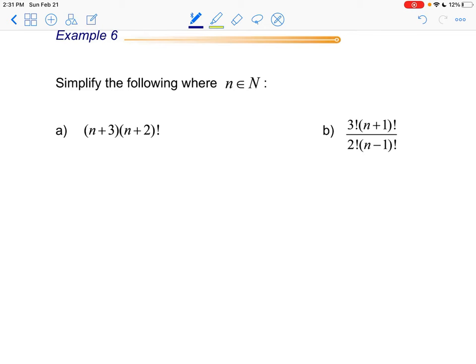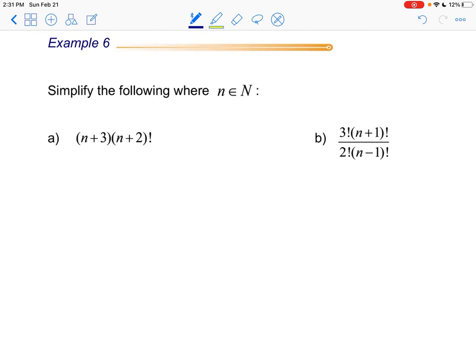Okay, on to example 6 in section 2.2. Now we're going to break this example 6 into two parts. So we'll do part A and part B first and look for the next video for C and D. But now we're going to do some work with factorials and leaving more algebra in the problem, more n's. And we're just going to try to simplify these statements.